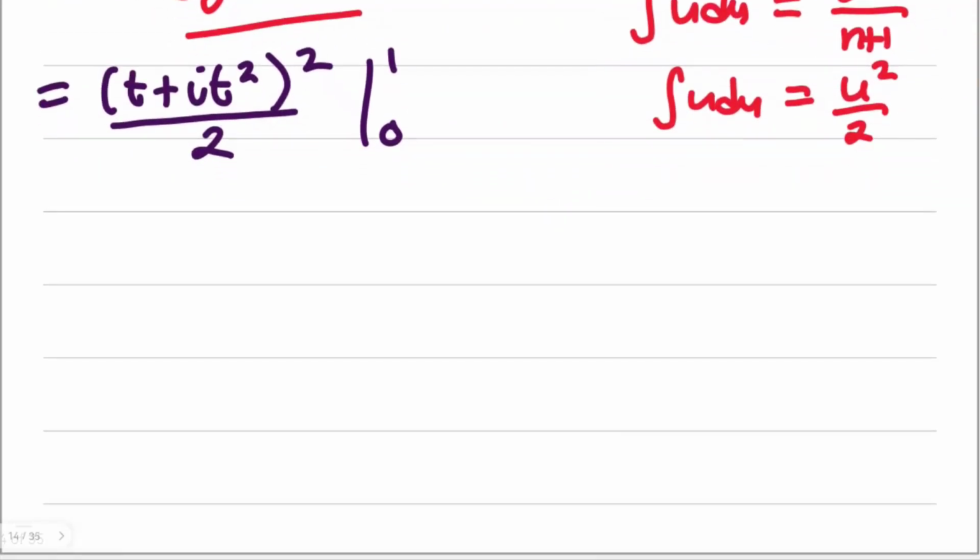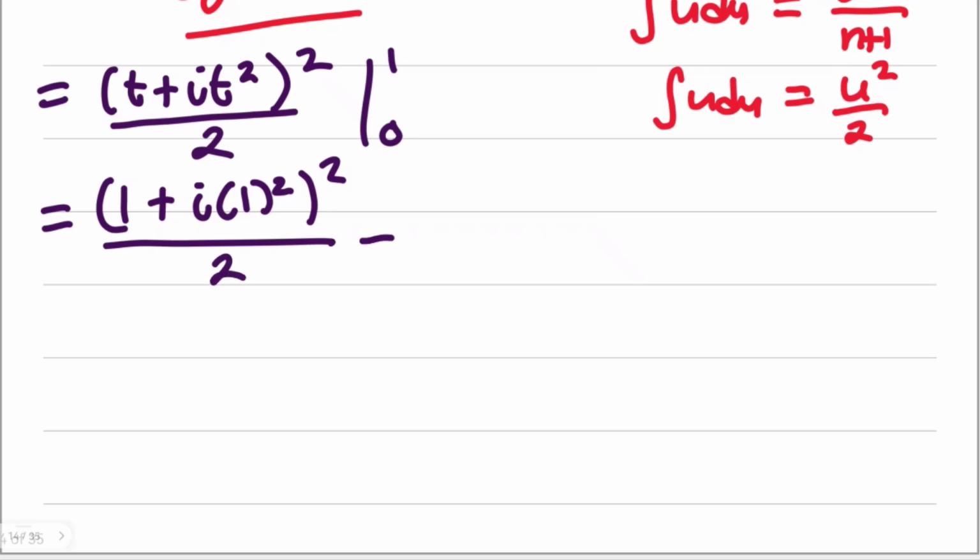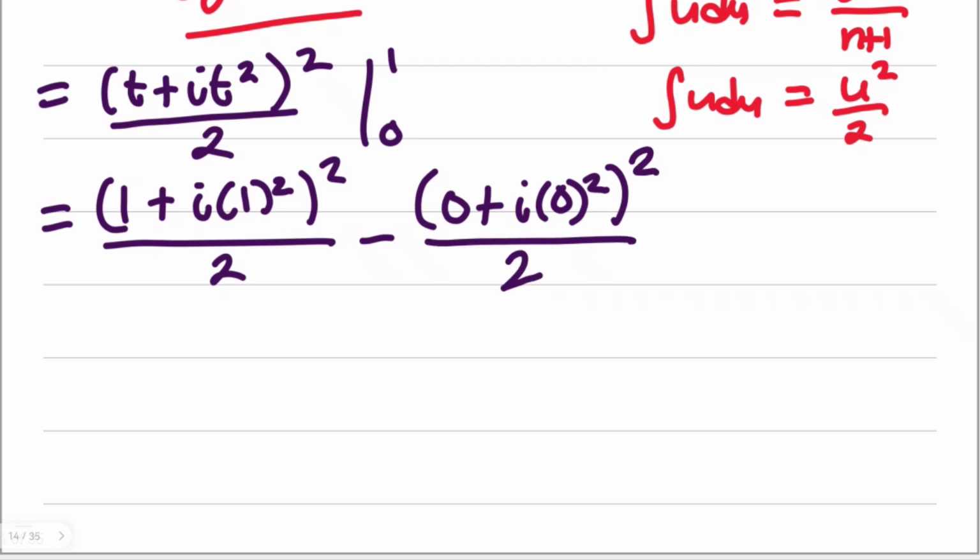Speaking of procedures, what we could do next here is this. When we substitute 1 and 0, you will have here first 1 plus i times 1 squared. By the way, this is only for the numerator, squared of that over 2. Minus, as for 0, 0 plus i times 0 squared. Again, this is just for the numerator, squared over 2. Of course, this would be 0. So 0 plus 0 is 0. All of that would become 0.